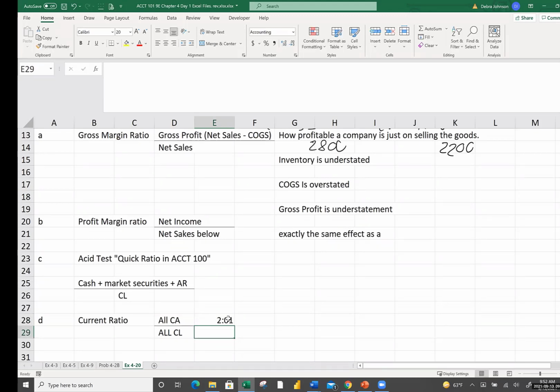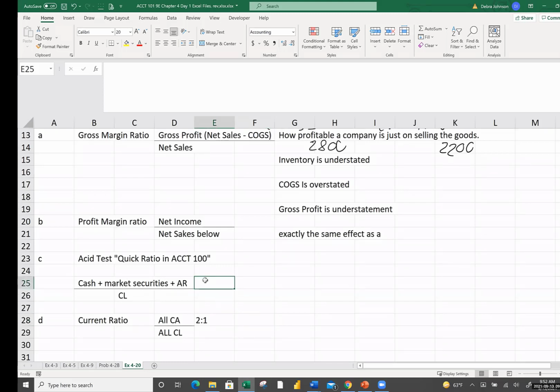And what that means to you or to someone looking at ratios is that for every dollar in current debt, a company has $2 in current assets with which to pay it off. The acid test that you see is even more stringent. It doesn't look at all the current assets. It just looks at the cream of the crop current assets.